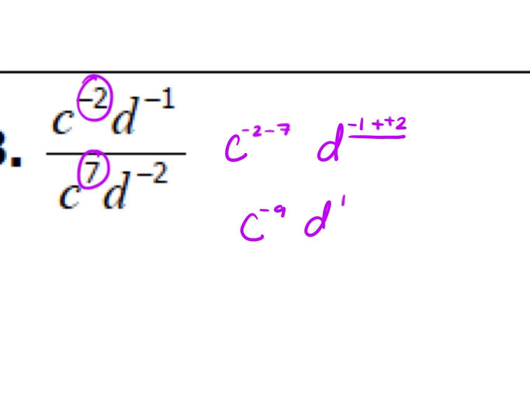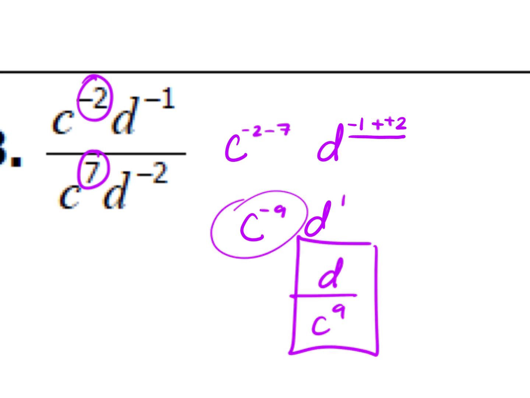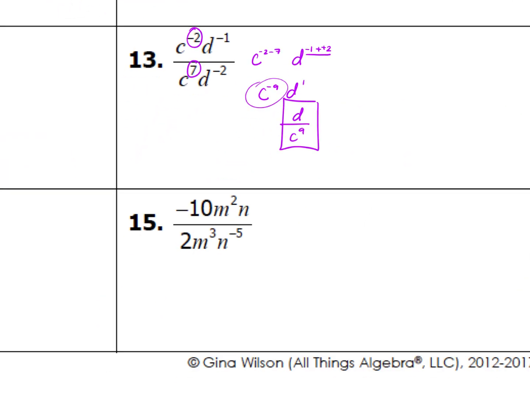Do you need the 1? No, d to the first is d. Okay, so ditch the 1. So there's a d. What happens to c to the negative 9? You move it down. You ditch the negative. So d over c to the 9th, that is your best answer. How many of you got that? First try? Yeah? Kind of. Okay, go to 15.